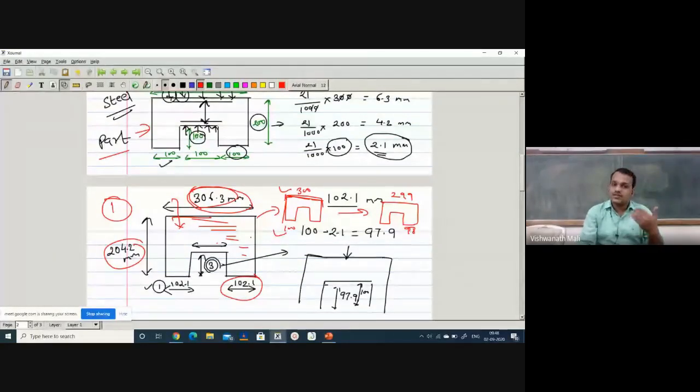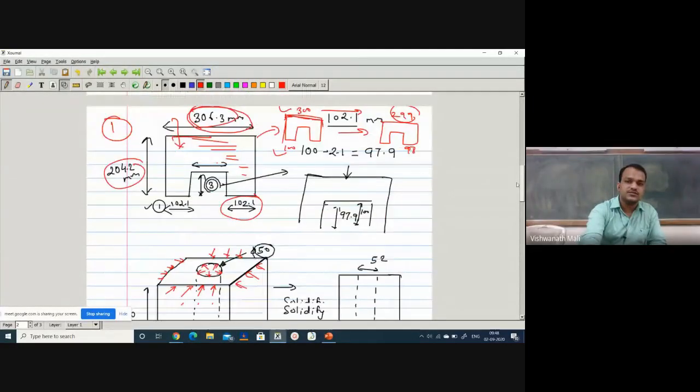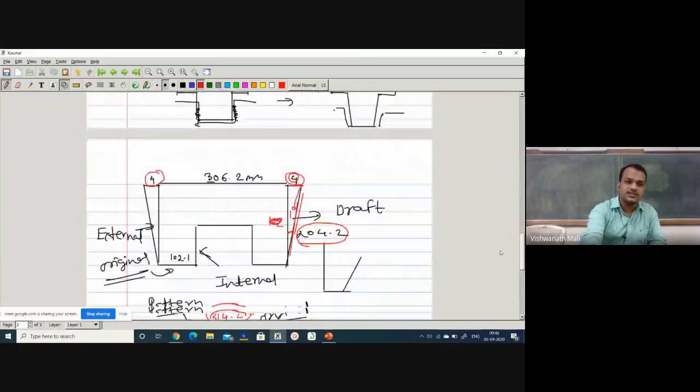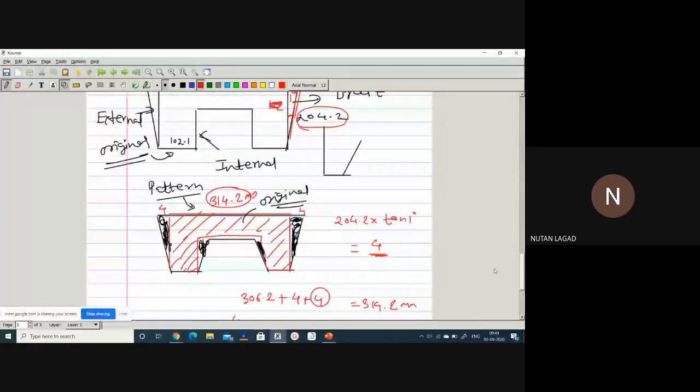But we need to go for some post-processing, like machining. In that also the dimension changes, like you got 299 from 300. So you got wrong dimensions, right? So to get the correct dimension, we need to consider the machining allowance also. That's why we have considered the machining allowance. Have you understood this? Yes, sir. I got it.